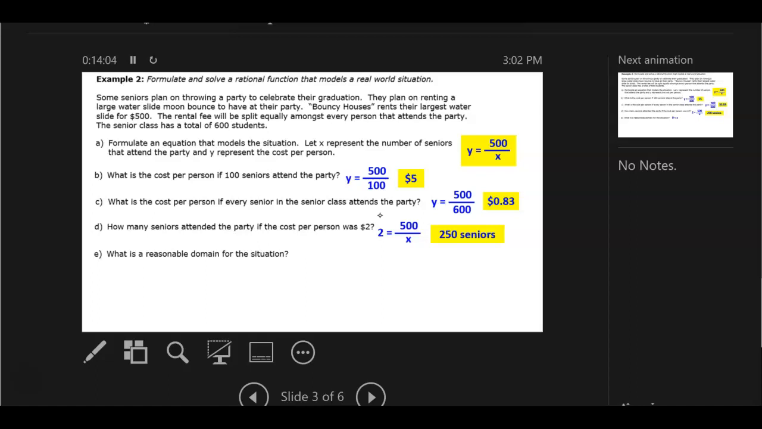So here's how you write it. You use inequalities, your little less than sign: 0 less than x, less than or equal to 600. And again, it's because x is the number of seniors, 0 is the least, 600 is the most. Okay?